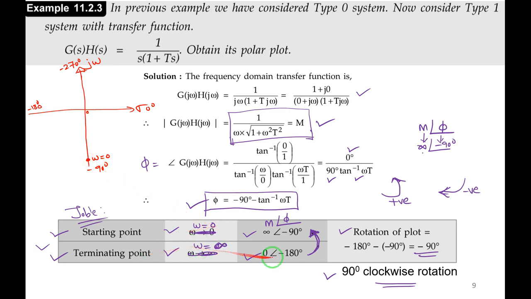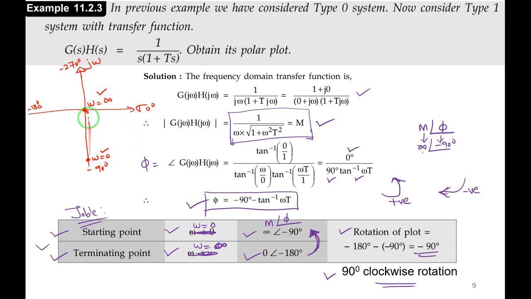Next, terminating point. Angle is minus 180. Minus 180 means this line, right? What is the magnitude? 0. So magnitude is 0 means here. Angle is minus 180 degree, magnitude is 0, where omega equal to infinity. So we have seen this is the starting point and this is the terminating point.